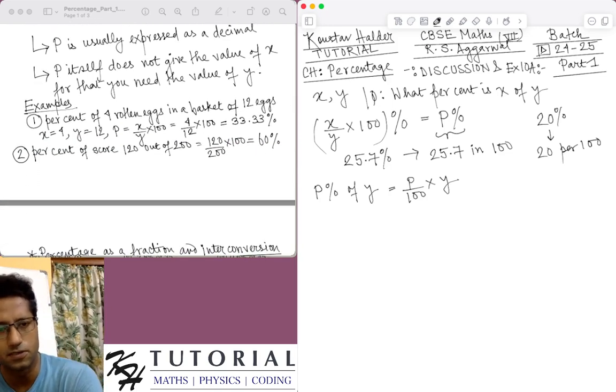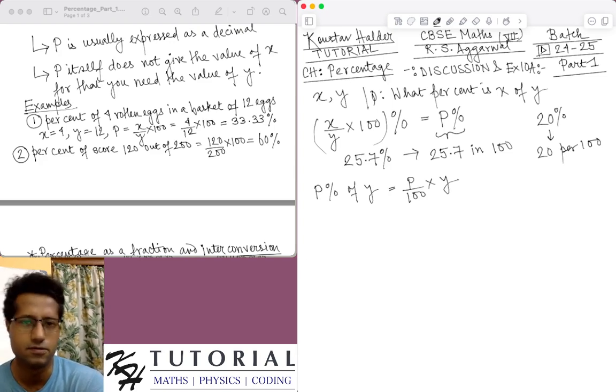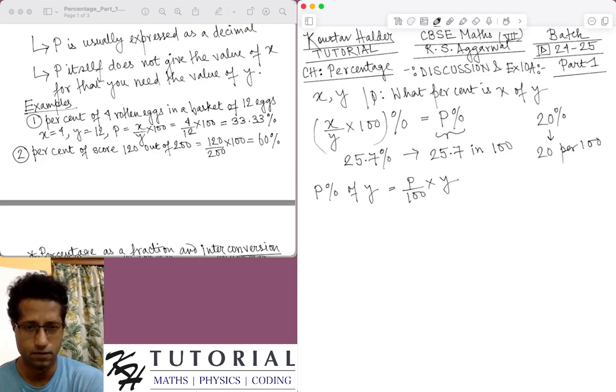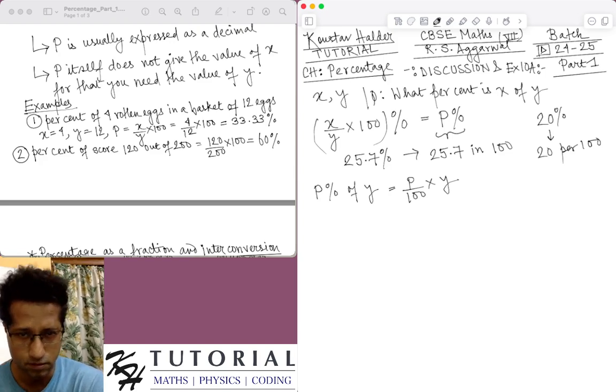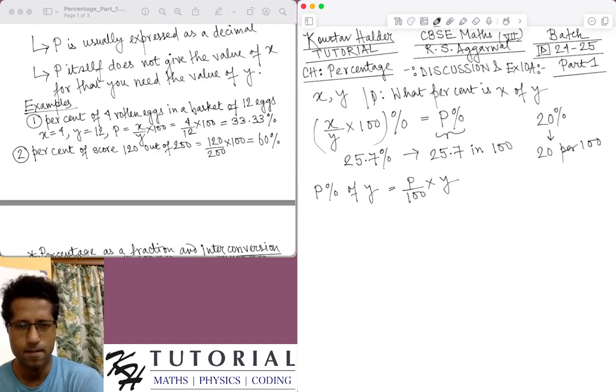Let's say, the percent of 4 rotten eggs in a basket of 12 eggs. So if there is a basket, it contains 12 eggs, and out of those 12 eggs, 4 eggs are rotten. Then the percentage of rotten eggs will be, here x is 4 and y is 12. So P will be x by y into 100, that is 4 by 12 into 100, which is 33.33%.